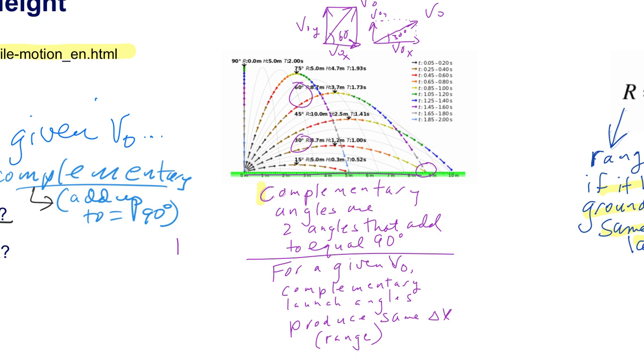Okay, so this picture here is showing this. You can follow it along and see that. 45 gave me the, where's 45? Right there. It gives me the biggest range. Whereas, let's see, if you do 75, it hits here, the same range as 15.